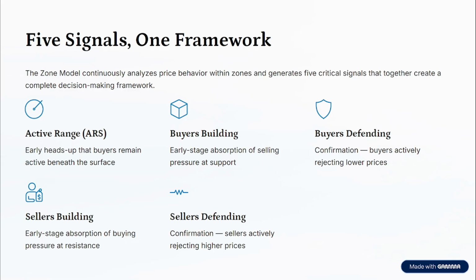The second one is buyers building. It's an early stage absorption of selling pressure at support zones. The third one is buyers defending. It's a confirmation that buyers are actively now rejecting lower prices. The fourth one is sellers building. It's again an early stage absorption of buying pressure at resistance zones. And the fifth one is sellers defending. It's a confirmation that sellers are actively rejecting higher prices. Let's look at these in more detail.